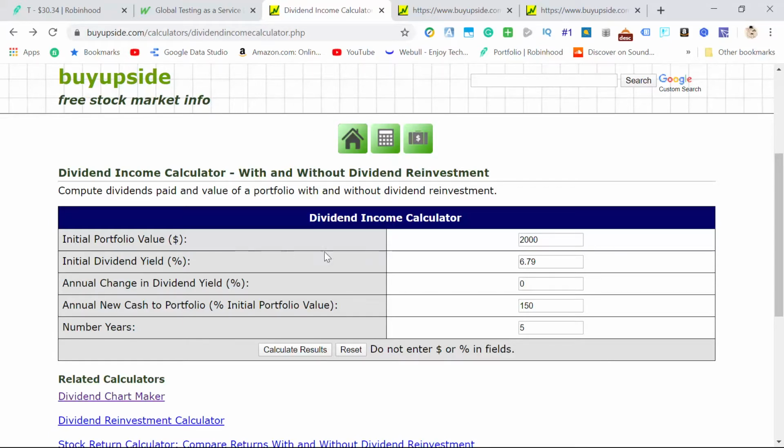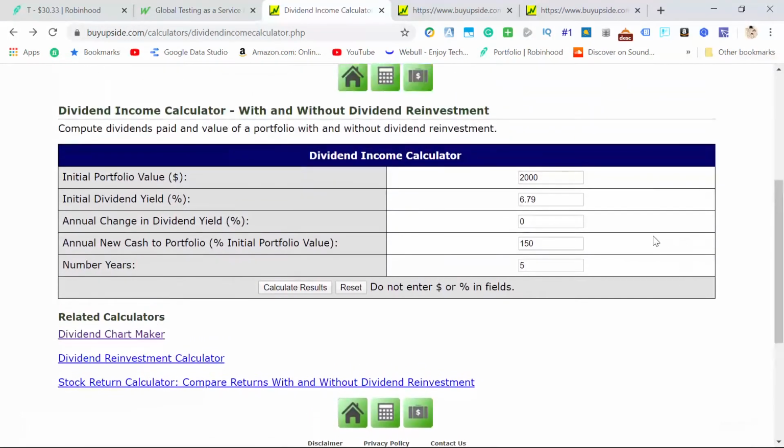So the initial portfolio value we're going to use is $2,000. So this is going to be like a new investor coming in and he has $2,000 in his Robinhood account or investing account, wherever he invests in. So the initial dividend yield is 6.79. We're using that AT&T ticker symbol T. So the annual change in dividend yield, we're going to keep that at 0, make it easy for us. But dividend yields do go up, and AT&T's dividend yield goes up around 1.25%. In the last 4 or 5 payouts, it has gone up.